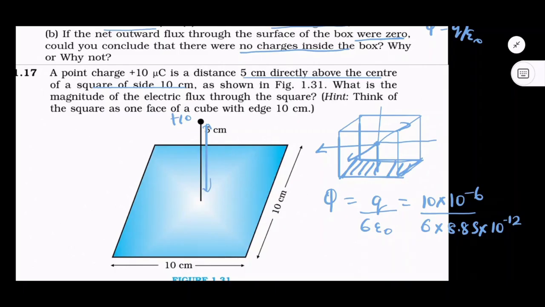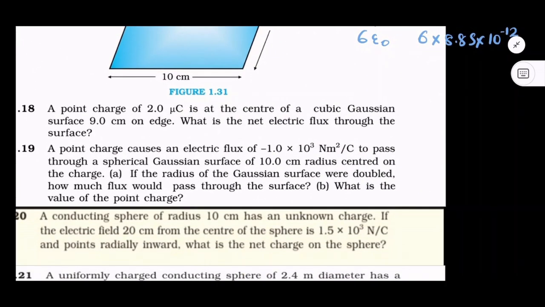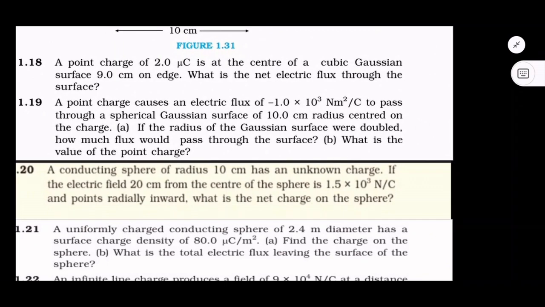Now let's move to the next question, which says that a point charge of 2 microcoulomb is at the center of a cubic Gaussian surface 9 centimeter on the edge. What is the net flux through the surface? Now we are given a cube and the point charge is placed at the center. So the charge is enclosed inside the cube. We can easily apply the Gauss law in order to find the flux, that is charge upon epsilon naught. Just substitute the value of charge, and you will get the answer.